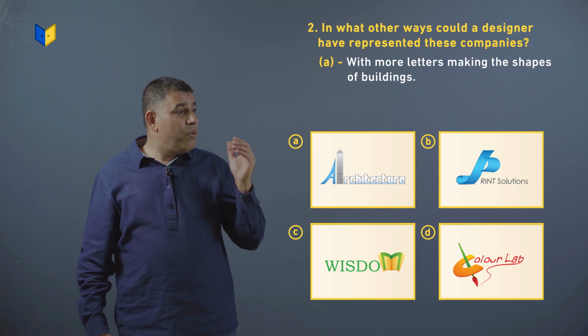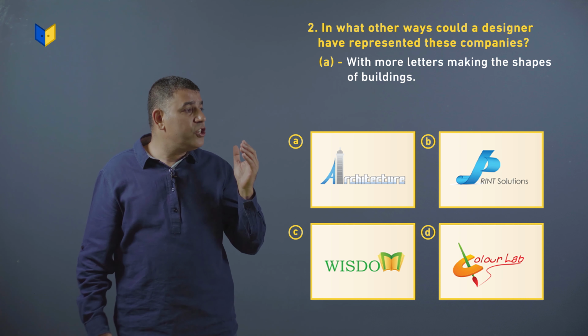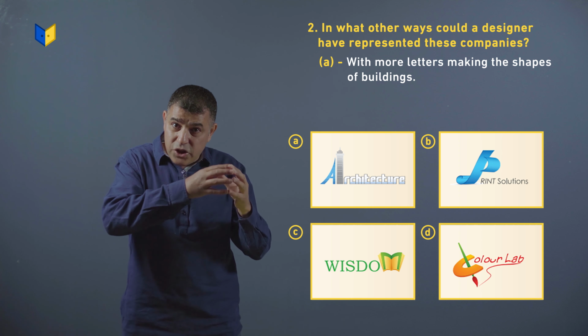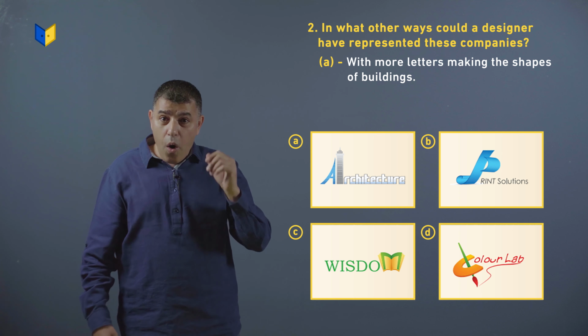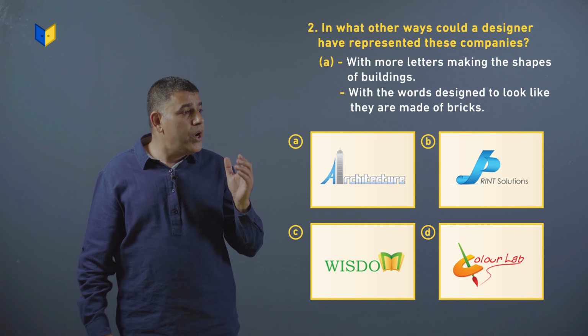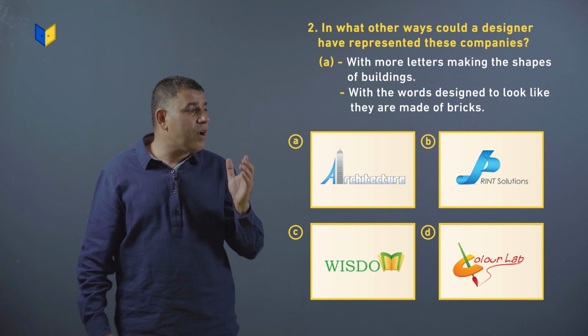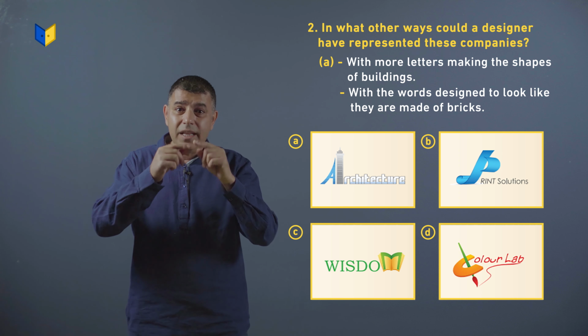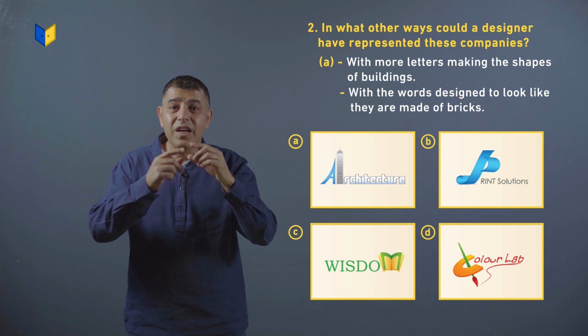We can do it with letters making the shapes of buildings, or with the words designed to look like they are made of bricks. أو الكلمات مصممة تبدو مثل إيش؟ الطوب.